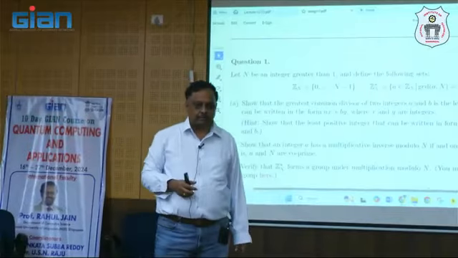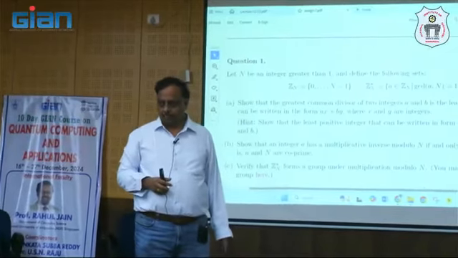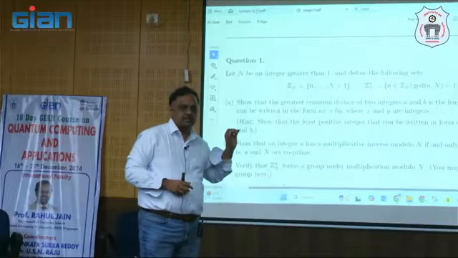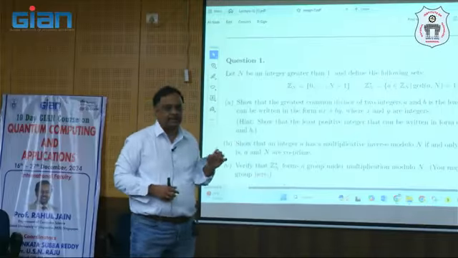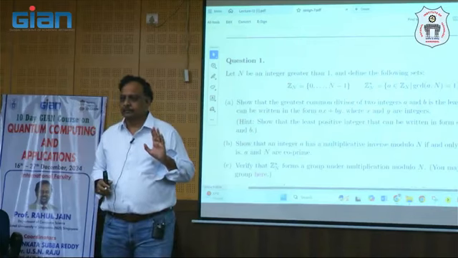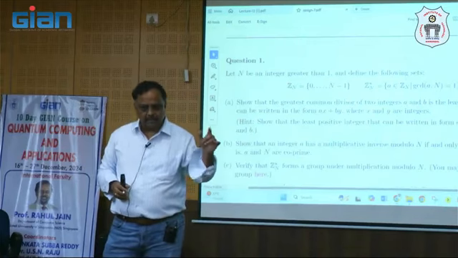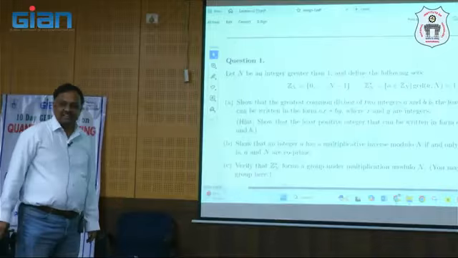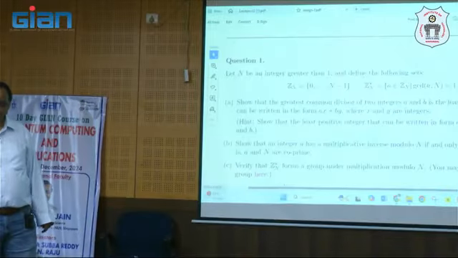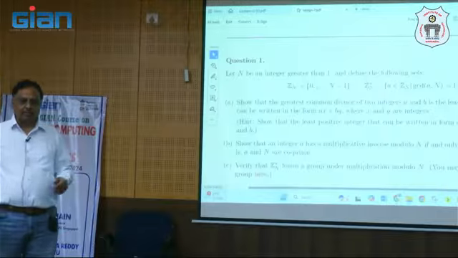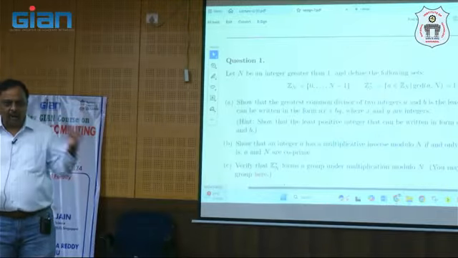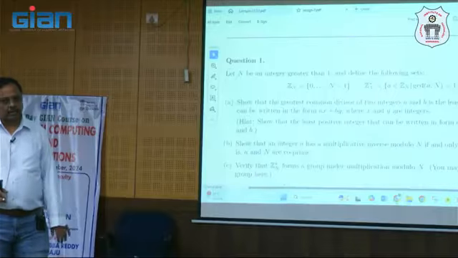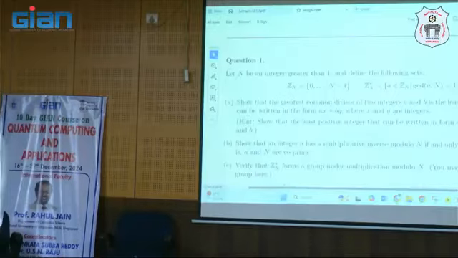There should be no remainder. Correct. So R divides A. Agreed? By condition, R divides A. Similarly, R divides B. So R divides GCD of A and B, correct? So we saw both the things. GCD divides R, R divides GCD. So R has to be equal to GCD. Clear? Yes or no?